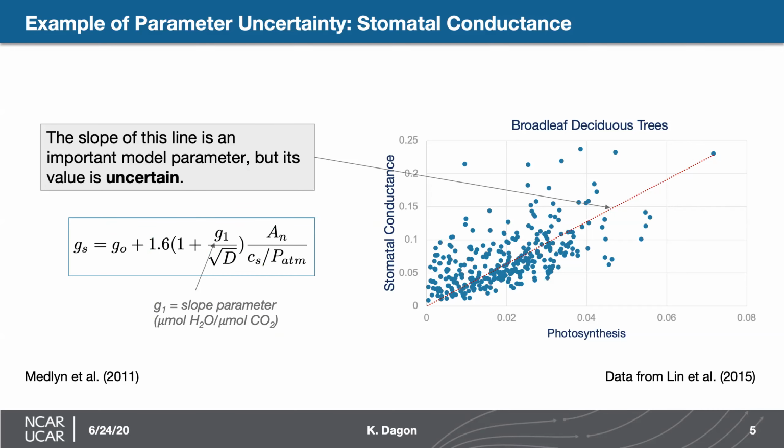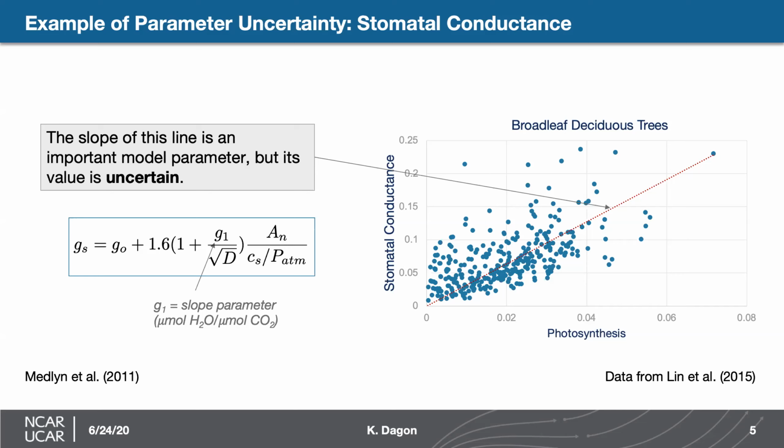And so the slope of this line ends up being a really important model parameter. I'm just showing you here how this parameter is used in the land surface model. It's built into the equations of modeling stomatal conductance and photosynthesis. But there's some uncertainty on this parameter, and a lot of that has to do with just trying to account for lots of different observations and different plant types. So we need to account for that uncertainty when we're running our simulations.